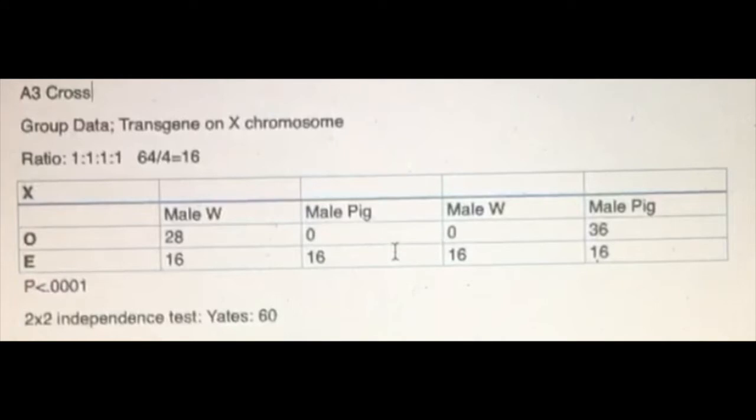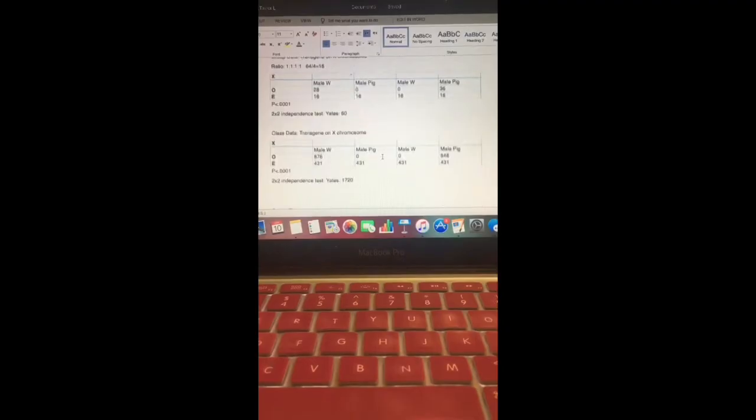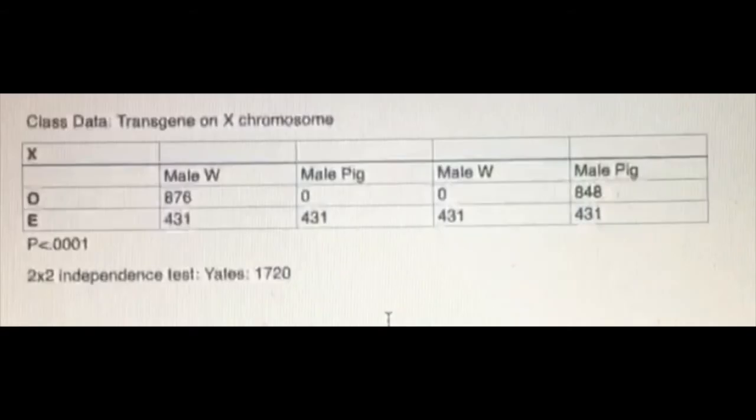With 64 flies for the A3 cross in a ratio of 1 to 1 to 1 to 1, that means we would expect 16 flies for each type. For our group data, when the transgene is on the X chromosome, the p-value would be less than 0.0001, and with the independence test Yates equals 60. For the class data, when the transgene is on the X chromosome, p is less than 0.0001, and the independence test is Yates equals 1,720.